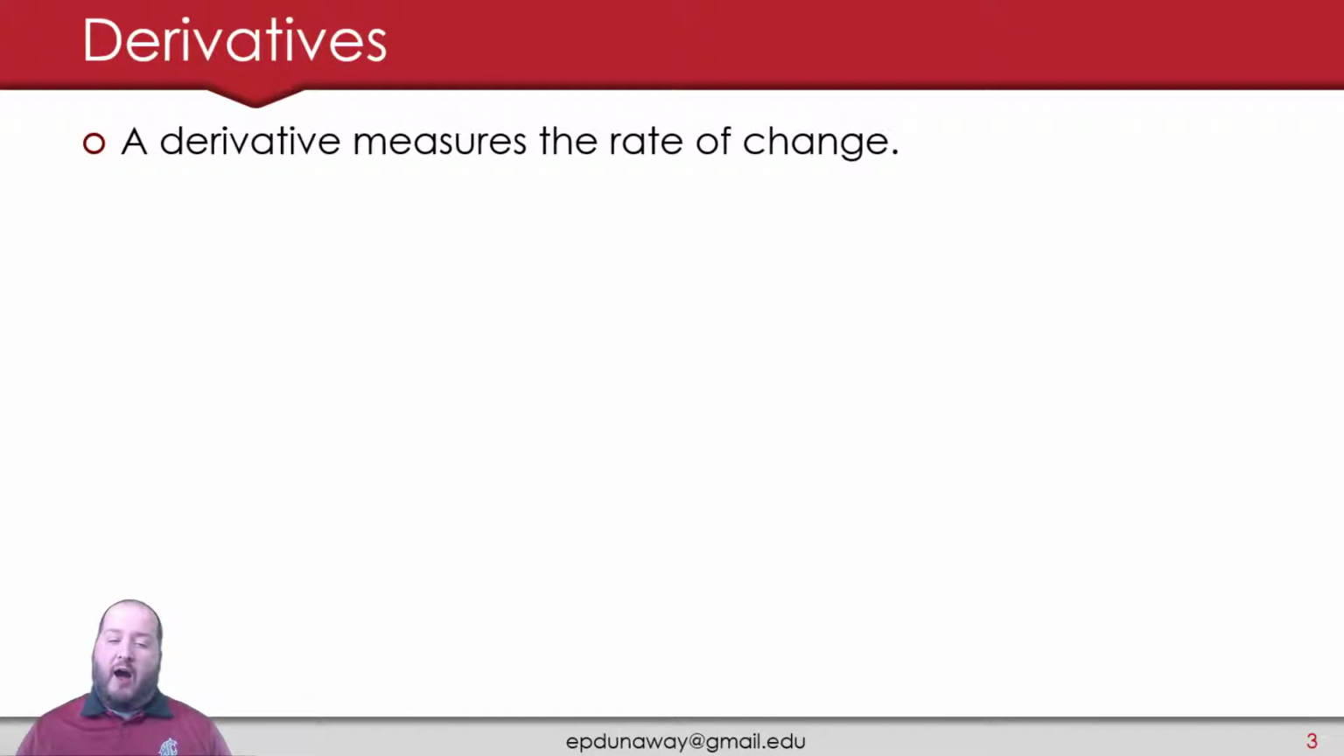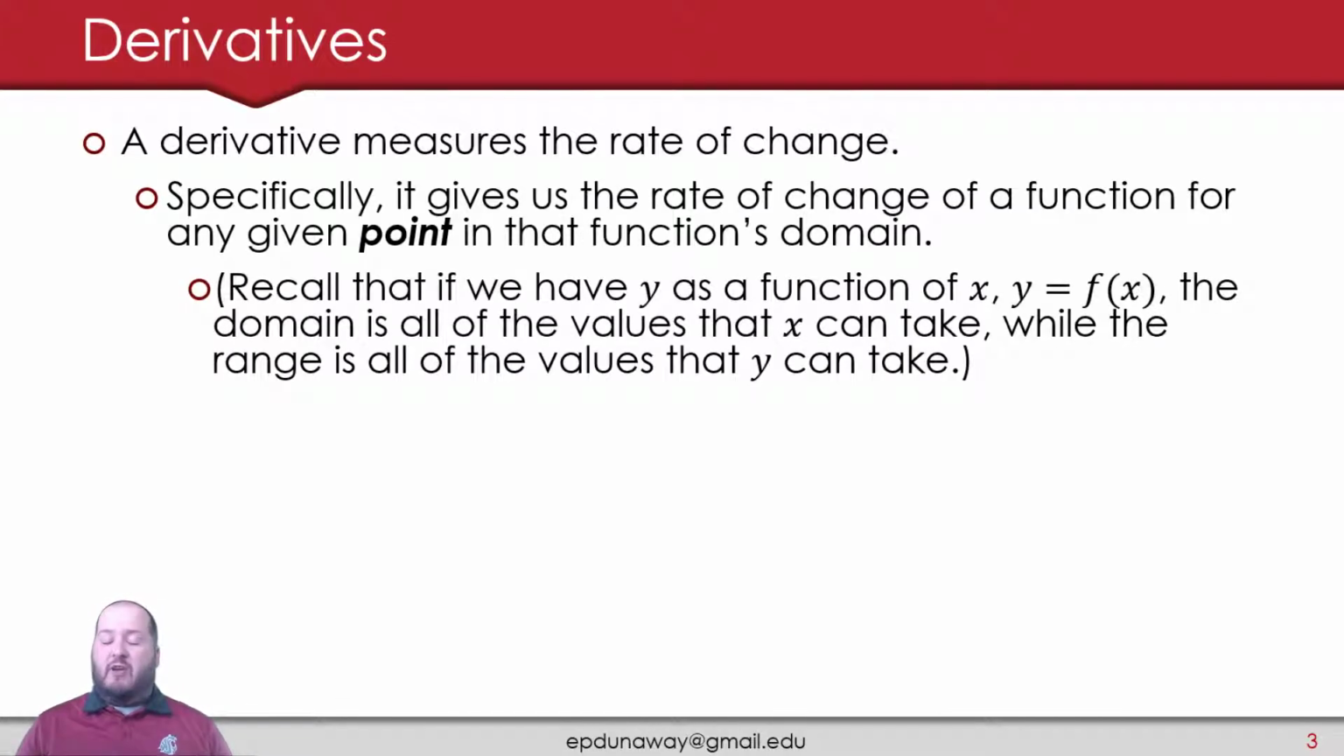Anyways, speaking generally, a derivative just measures the rate of change. It tells us how quickly something is changing from one value to another. But specifically, if we're getting into the details, it's going to tell us the rate of change for a function at any given point in that function's domain. We'll use a lot of math terminology here, but just remember that a domain is all the values that x can take when x is the argument in a function. Right here I have y equals f of x, or y is a function of x. All the possible values that x can take is our domain, while all the values that y can take are going to be our range.